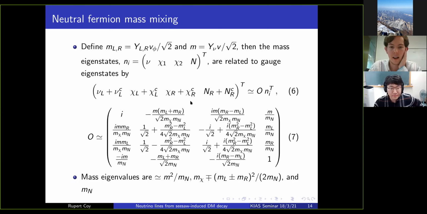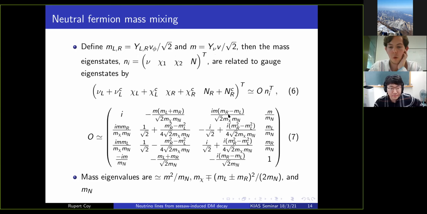These M's are the Dirac masses, which are described as the Yukawa times the Higgs vev, basically, where we recall that Y_L and Y_R are the couplings of chi left and chi right to the sterile neutrino, and Y_nu is the coupling of the standard model to the sterile neutrino. This is all fairly standard, but the thing I want to highlight is that you have a number of terms here which are proportional to M_R minus M_L. So you have, in fact, 6 terms here.